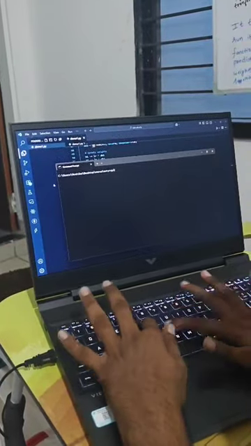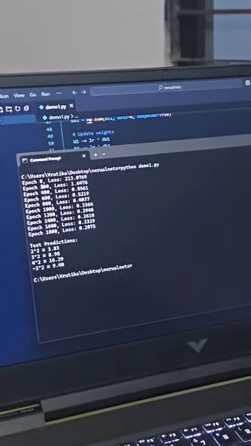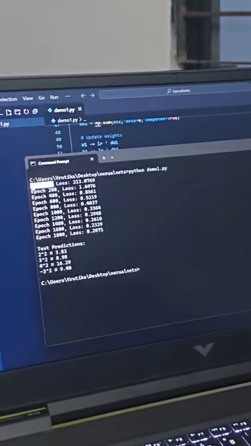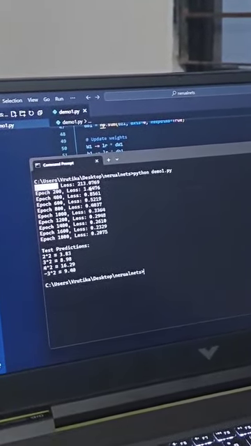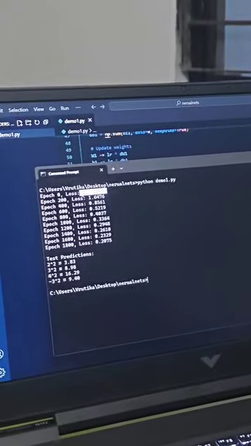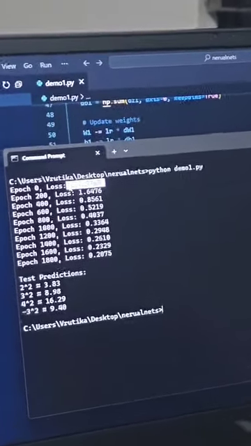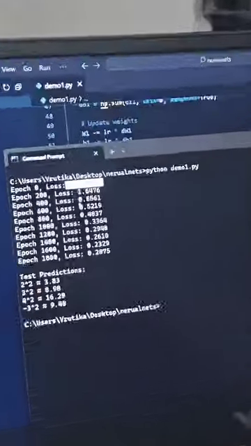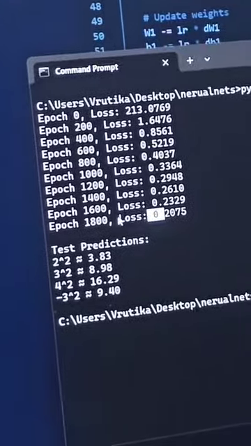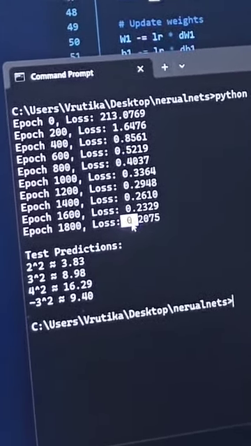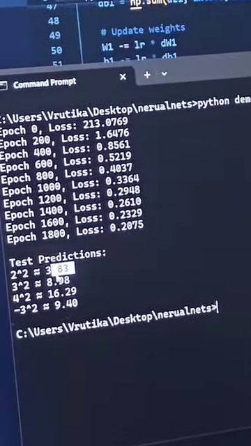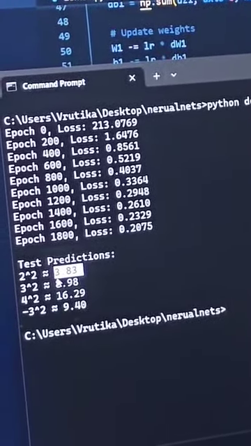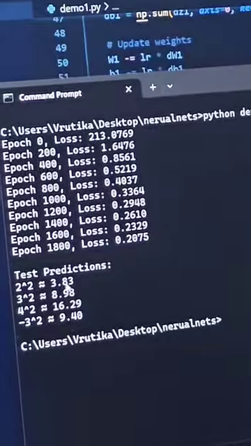So here if we run the program, we get the following output. Here the epoch is printed, and at epoch 0 the loss of this neural network is 213, which is a very large loss, right? So we have to decrease this loss and bring it to 0, and when the loss is 0, then we can get the accurate prediction, or a close prediction, to the square of this number.